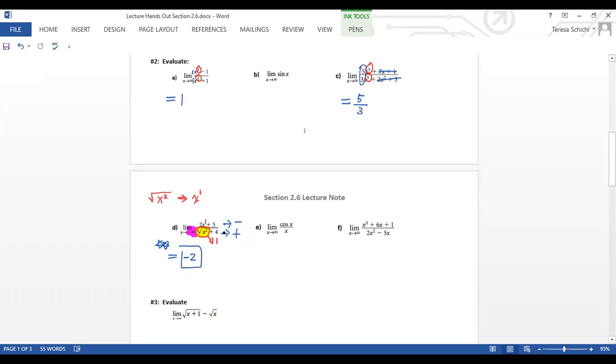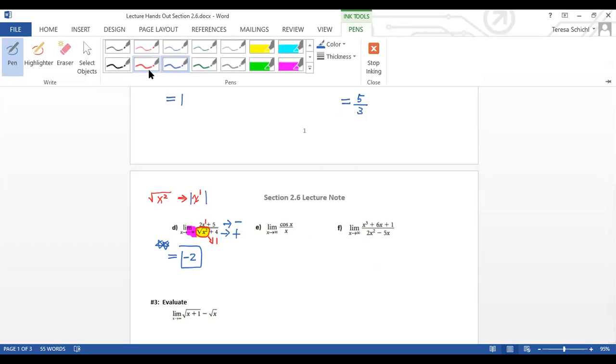The reason why the bottom here is positive is because the square root of x squared will be the absolute value of x, which is always positive when it comes out of the square root, correct? Okay, good. Now let's skip this one here, and take a look at the other ones.